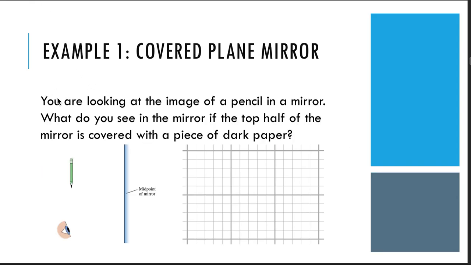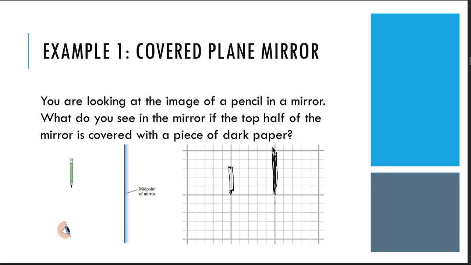Let's do a couple of examples. This first one here, it says you're looking at the image of a pencil in a mirror. What do you see in the mirror if the top half is covered with a dark piece of paper? So I put some graph paper just because it helps me draw my lines more accurately, even though it's hard to draw a straight line, but it'll be a lot easier. So if we draw our pencil here, and then this is our mirror here, this line, let's just use this line here, and we're going to cover this top half of the mirror with some black paper.